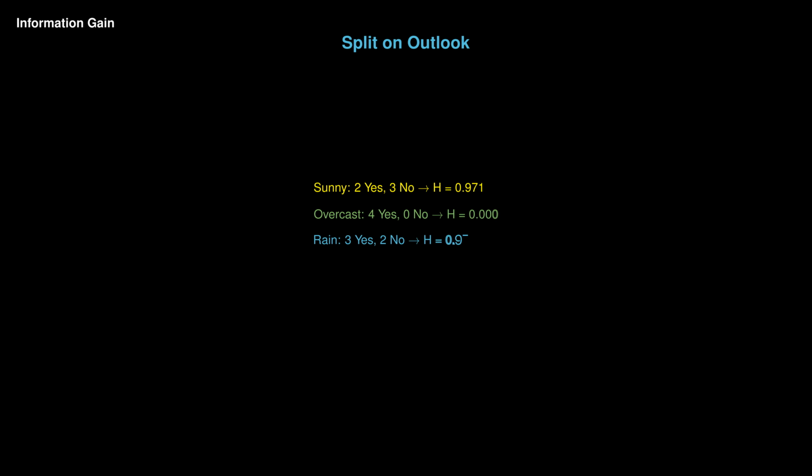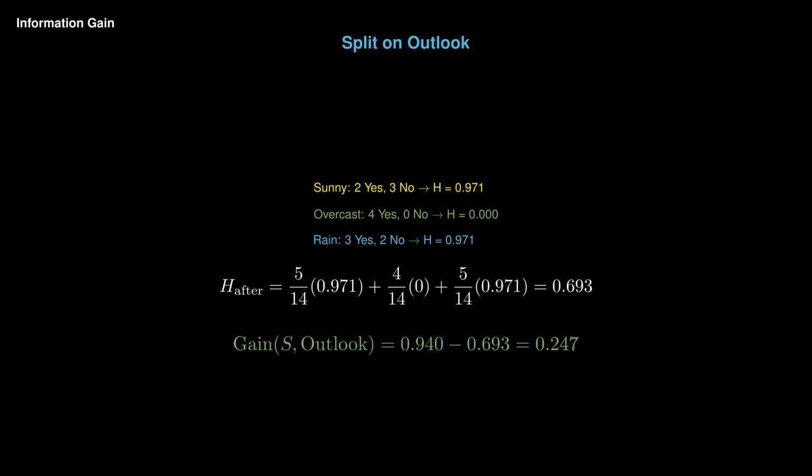Now let's split on outlook. Sunny gives us 5 examples, 2 yes, 3 no. Entropy is 0.971. Overcast gives us 4 examples, all yes, entropy is 0, perfectly pure. Rain gives us 5 examples, 3 yes, 2 no, entropy is 0.971. The weighted average entropy after splitting comes to 0.693. So the information gain for outlook is 0.940 minus 0.693. That's 0.247 bits.